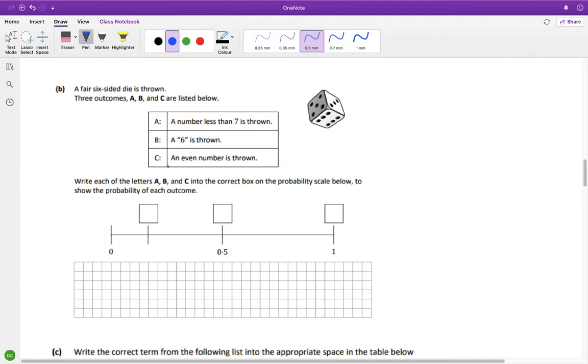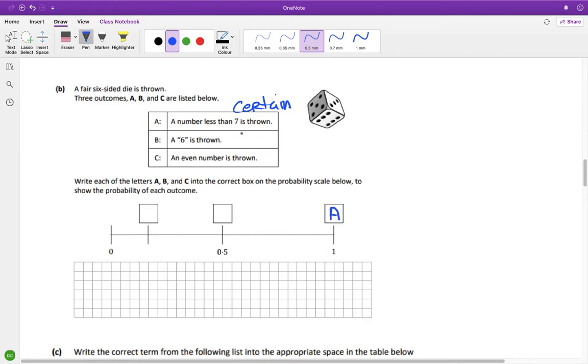A fair 6-sided die is thrown. The 3 outcomes A, B, and C are listed. So A is a number less than 7 is thrown, B is a 6 is thrown, and C is an even number is thrown. Okay, so the probability of a number less than 7, everything on the dice is less than 7. So if you roll a dice, you're going to get a number less than 7, so that's certain, which means that goes here.